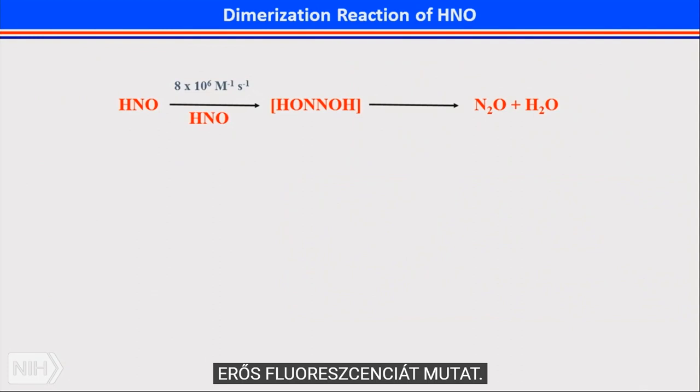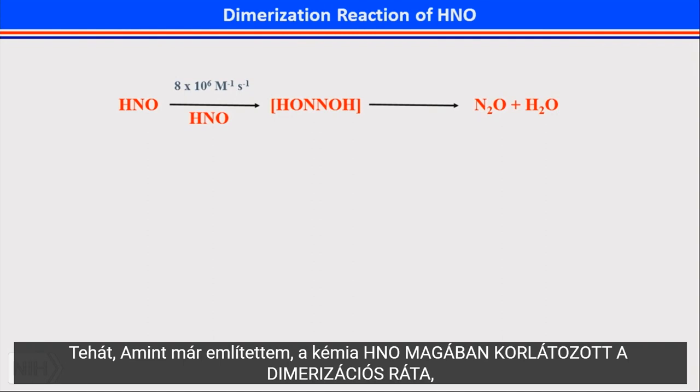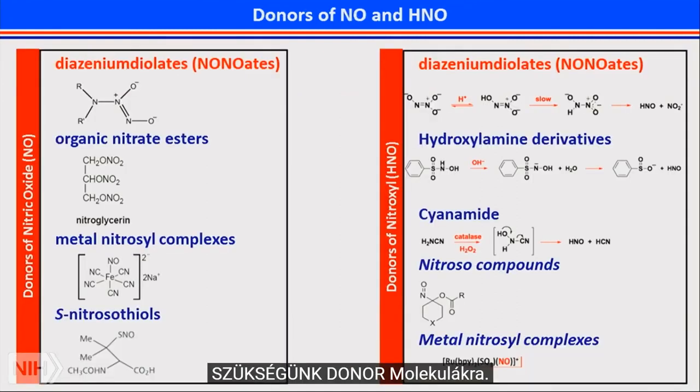As I mentioned before, HNO chemistry is limited by its self-dimerization rate, forming N2O. So to study the chemical biology of HNO, we need donor molecules. These are some of the donor molecules for NO, which are commonly used, and these are some of the donor molecules for HNO. The most common donor molecule for NO, which has long been used, is organic nitrate.